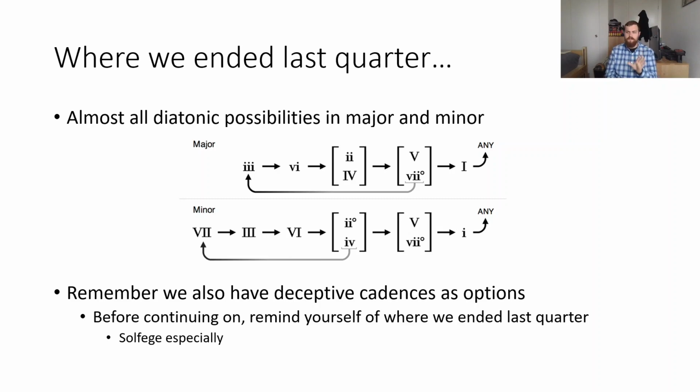Before continuing, if you need to, go ahead and pause and remind yourself of where we were last quarter. Review any old notes or remind yourself of some of the assignments. Solfege especially, because remember, some of these differences are subtle and it could be as different as 1 note. So the difference between 2 and 4, if you recall, 2 and 4 are only separated by a single note. Re is in 2, whereas 4 has do. So some of those subtleties are going to be really important.